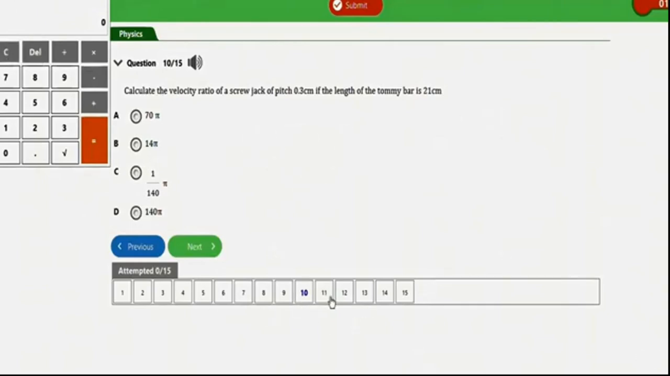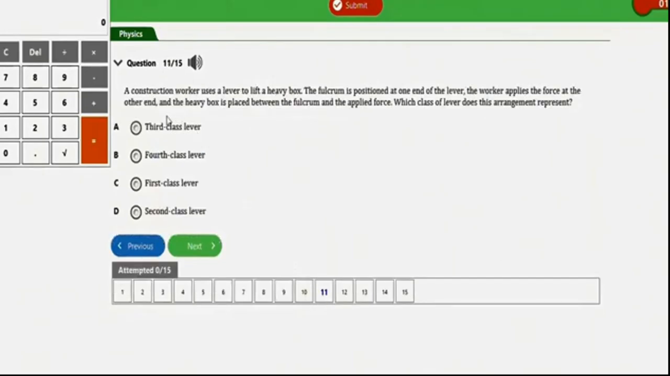So the next repeated question will be this question. It says a construction worker uses a lever to lift a heavy box. The fulcrum is positioned at one end of the lever. The worker applies the force at the other end, and the heavy box is placed between the fulcrum and the applied force. Which class of lever does this arrangement represent? So this is obvious. It will be second class lever, where the load is in between the fulcrum and the effort. Alright, so the correct option here is option D.